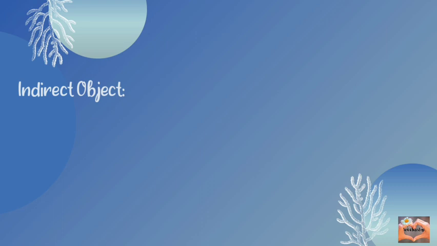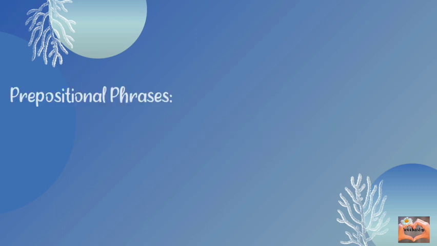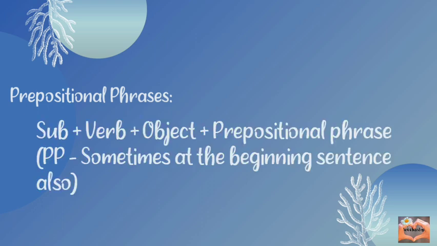Next, when we add an indirect object, the order will be subject plus verb plus indirect object. Then only comes the main object. So you have to remember that indirect object comes between the verb and the main object. Now, in the case of prepositional phrases, that is when we use prepositions like to or for, then the indirect object becomes part of a prepositional phrase and the order will be subject plus verb plus object plus preposition.